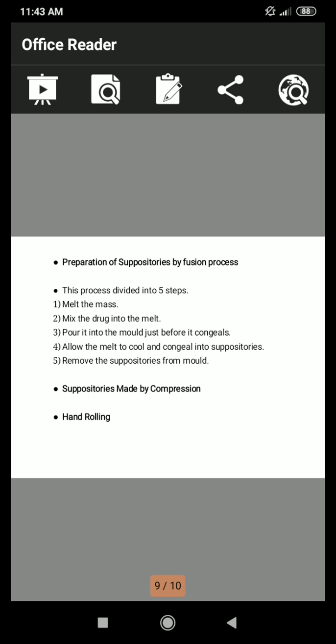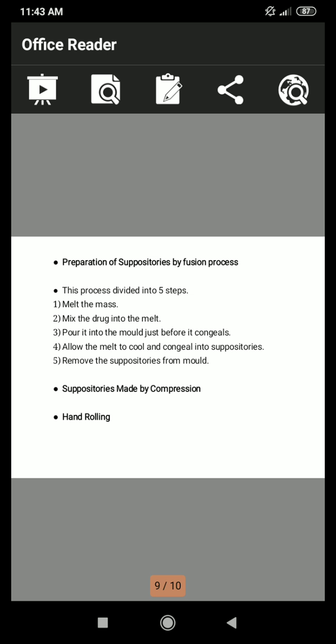The mass is rolled to an appropriate length, about 1 inch per suppository. The cylinder is divided into equal segments with a sharp blade. Using the fingers or spatula, one end of each segment is tapered to the desired shape. Okay, these are the hand rolling steps.